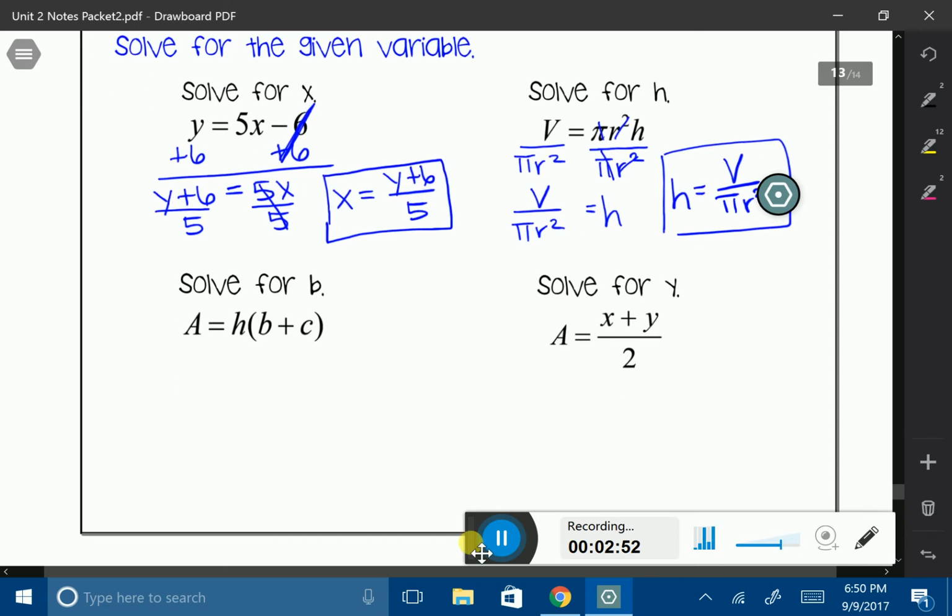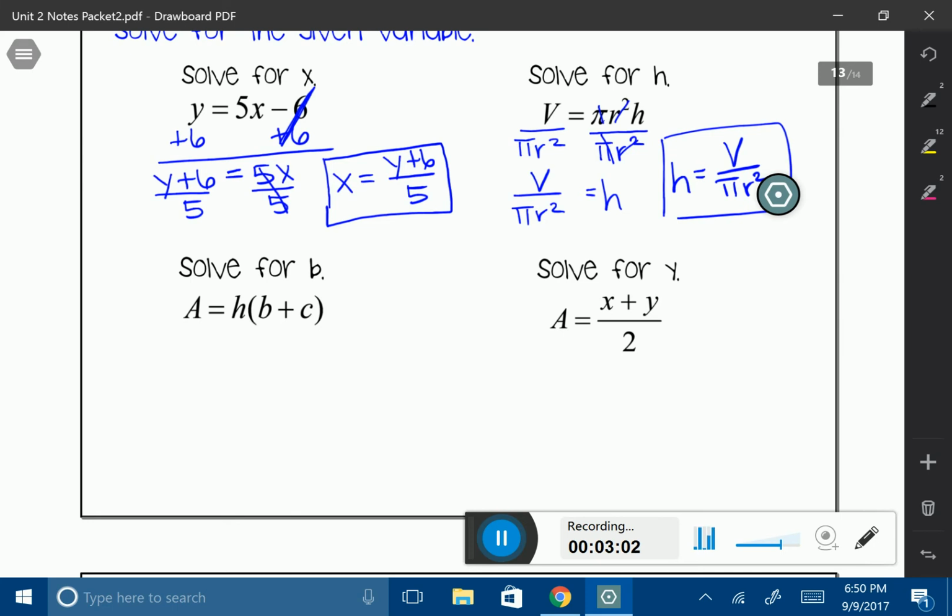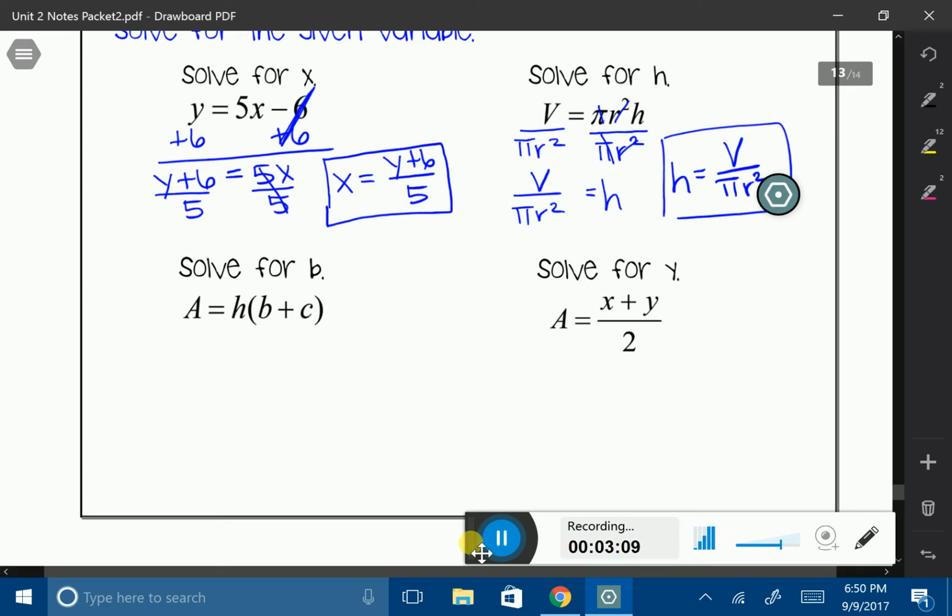Let's solve for b in the next one. Now we've got to dig a little bit deeper here for the b. Notice that the b plus c is in a quantity, so I can't, right off the bat, move the b over to the left side or anything. I have to work my way inward. So I'm going to get rid of whatever's on the outside of that quantity first. I'm going to divide by h because right now it's being multiplied, so I want to get it out of the way. When I do that, I'm going to end up with a over h is equal to b plus c.